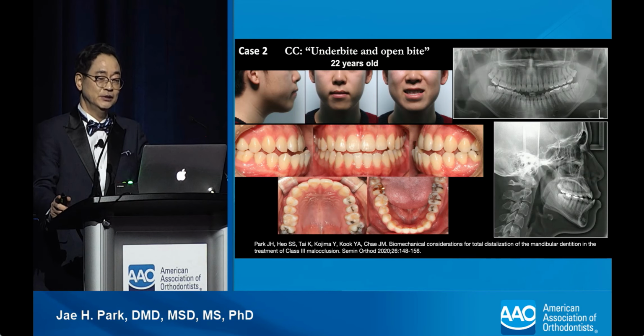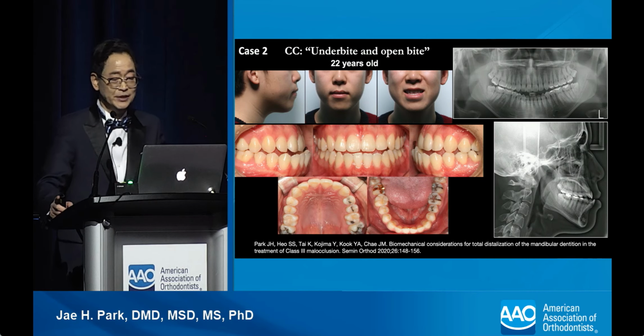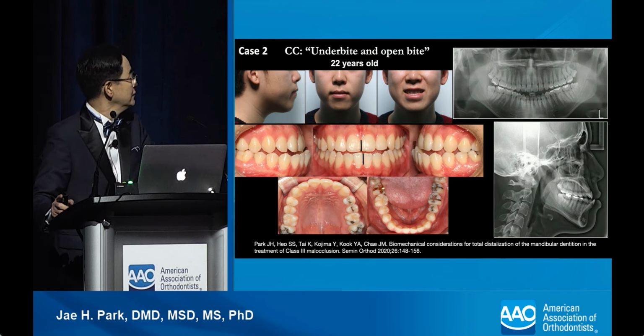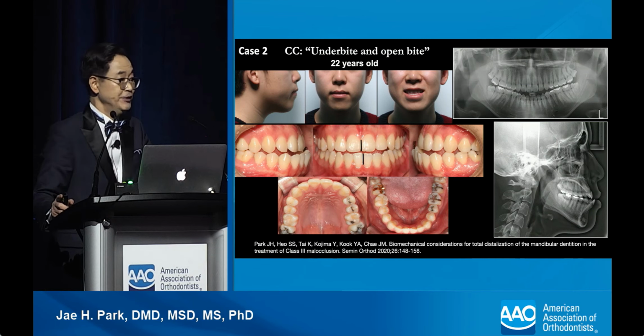Case number 2, pre-treatment photos and x-rays. He was 22 and shows skeletal class 3 pattern with anterior crossbite and open bite. He also had dental midline deviation. How would you treat this case? This is a very difficult case if you are not considering surgery.